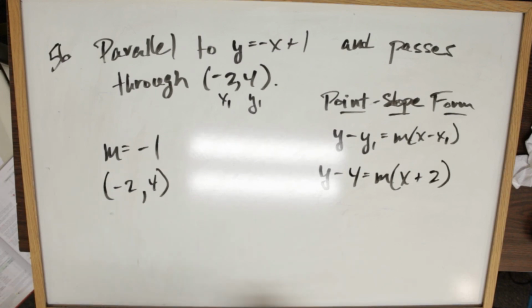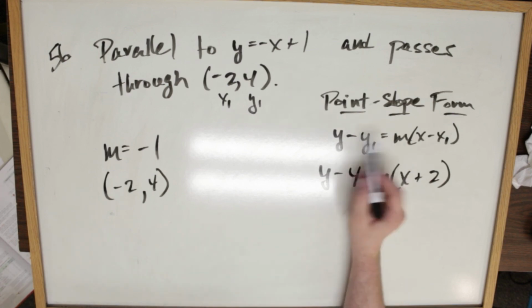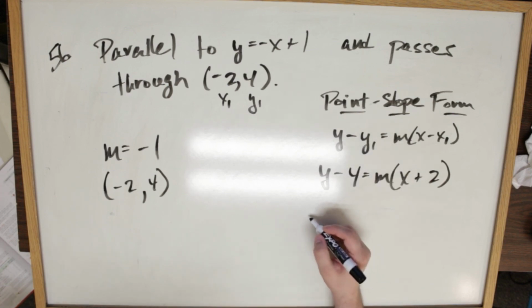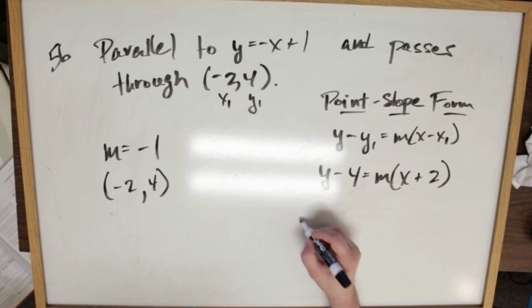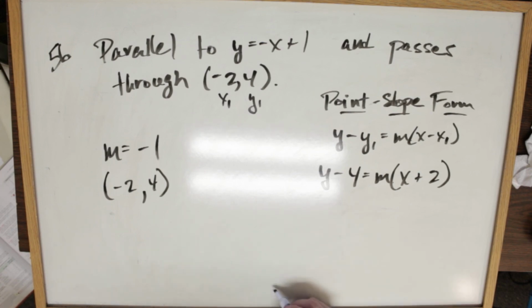So the question asked us to put this into slope-intercept form. So this is point-slope. We need to get it into slope-intercept form. Let me write this down here. The goal is y is equal to mx plus b. So we need to work to that goal.